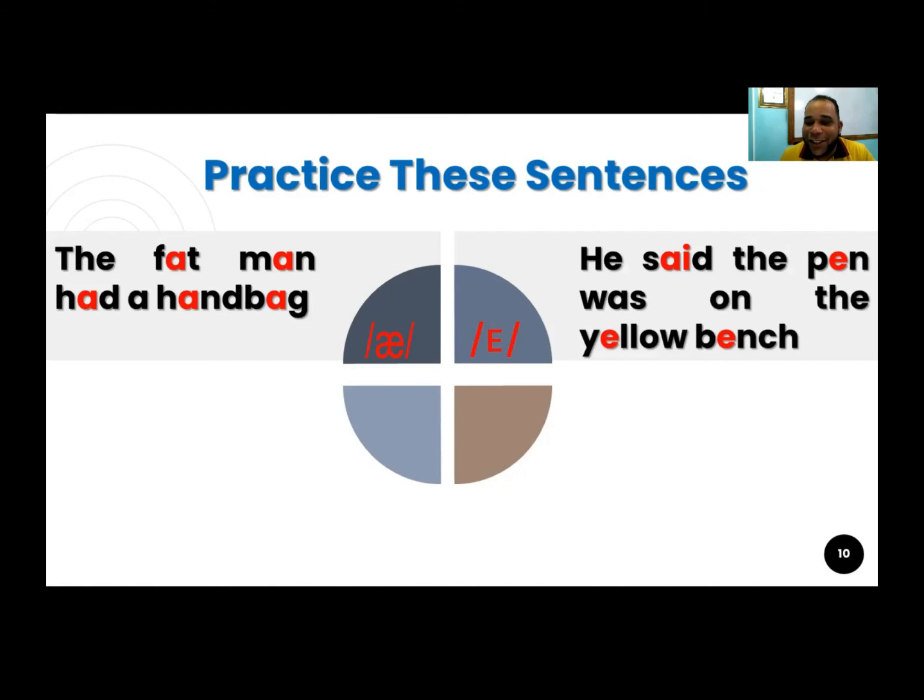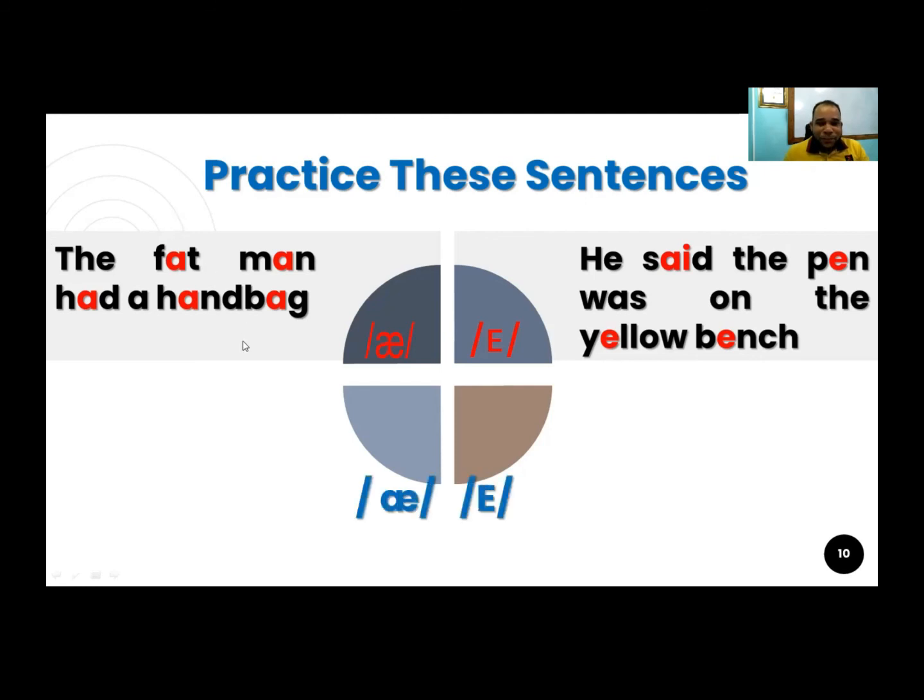Check this out, the next one. He said the pen was on the yellow bench. He said the pen was on the yellow bench. Did you notice how my mouth stayed relaxed when I pronounced the second one, and how rounded it gets when I said the fat man had a handbag? This is very interesting and it is important to put into practice.